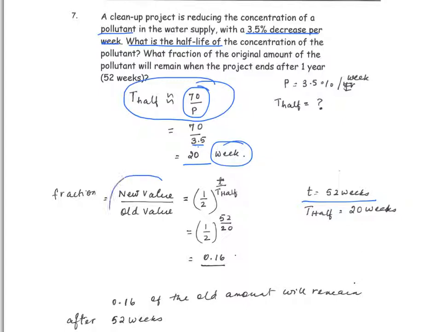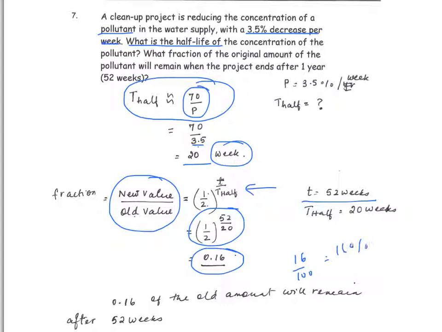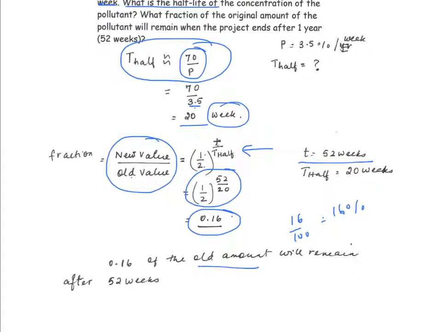When the question says what fraction of it remains, you have to go new value over old value equals 1/2 to the t over t half. We've seen this with exponential increase as well. Plug in all the numbers and you get 0.16, which is a small fraction, 16 over 100, which is 16% of the quantity that you started with, that is the old amount, will remain in 52 weeks, which is 1 year.